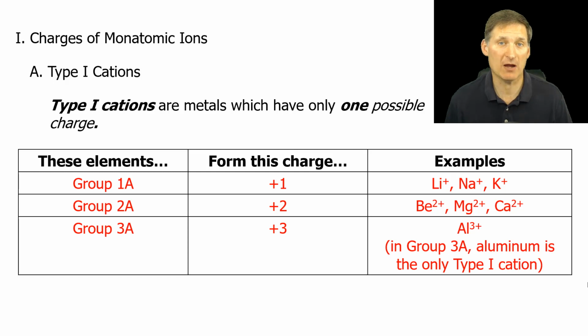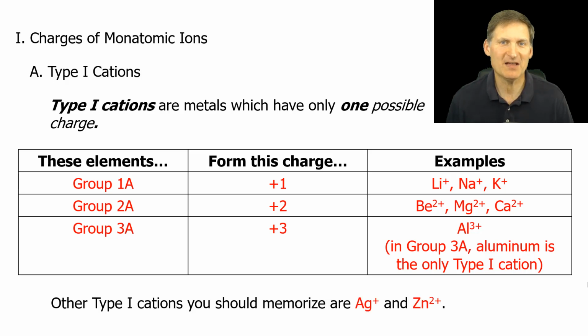However, here we are emphasizing aluminum in particular. Other metals in group 3A form +3 charges, but aluminum is the only one that forms only a +3. Finally, for the type 1 category, also learn that silver forms a +1 and zinc a +2. These you just have to memorize. There's no simple way of looking at the periodic table to determine what their charge would be.